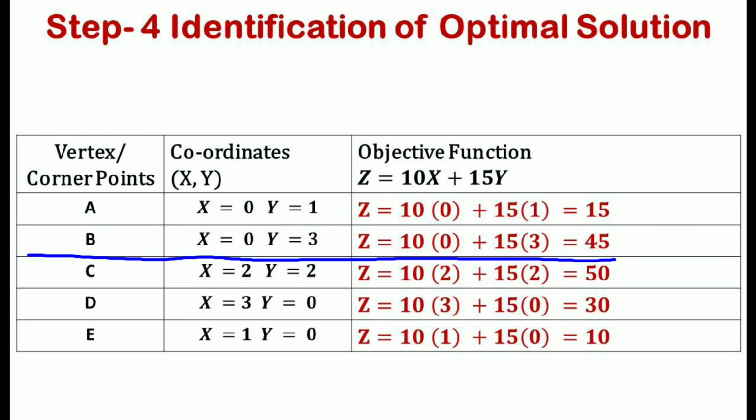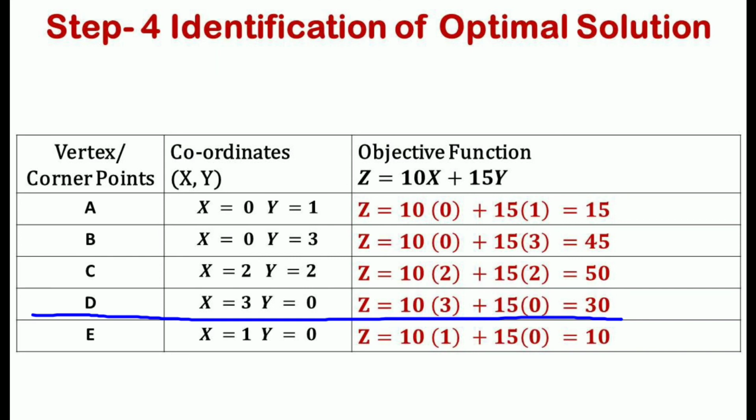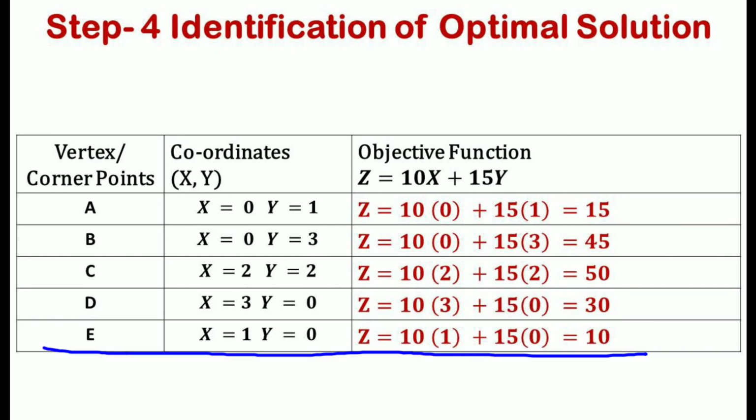At corner point B, x is equal to 0, y is equal to 3. Therefore, the objective function will become z is equal to 10 into 0 plus 15 into 3 is equal to 45. At point C, x is equal to 2, y is equal to 2. Therefore, the objective function z is equal to 10 into 2 plus 15 into 2, which is equal to 50. And at corner point D, where x is equal to 3, y is equal to 0, the objective function is equal to 10 into 3 plus 15 into 0, which is equal to 30. And finally, we have the corner point E, where the value of x is equal to 1, y is equal to 0. Therefore, objective function z is equal to 10 into 1 plus 15 into 0, which is equal to 10.